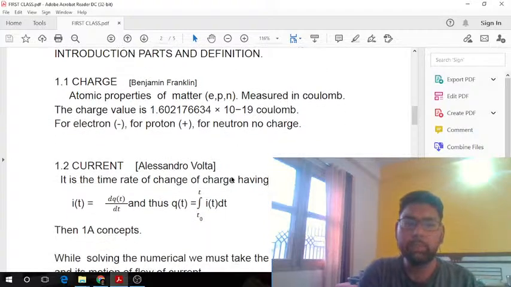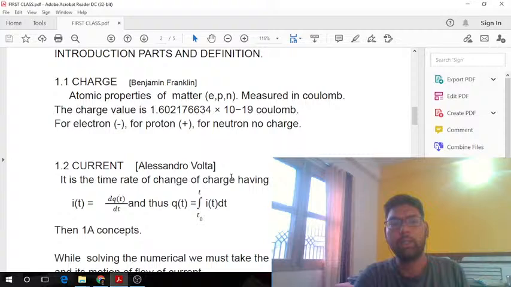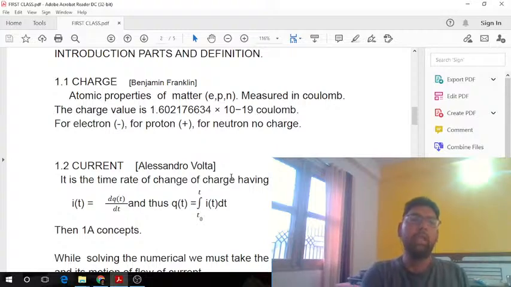And the second concept I am going to teach you about is current. It is the time rate of change of charge, having the unit ampere. What is current? The time rate of the change of the charges. What amount of charge changes through a circuit per unit time is called current.